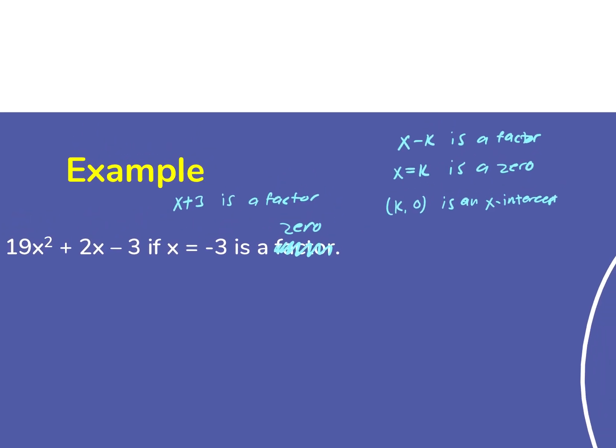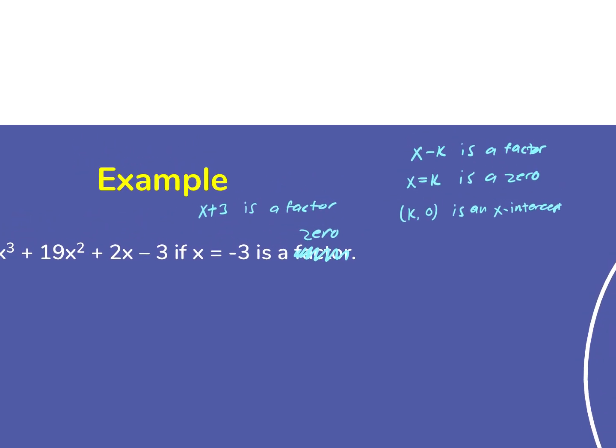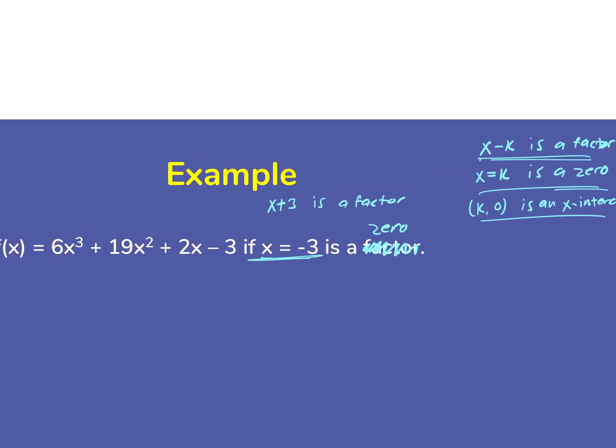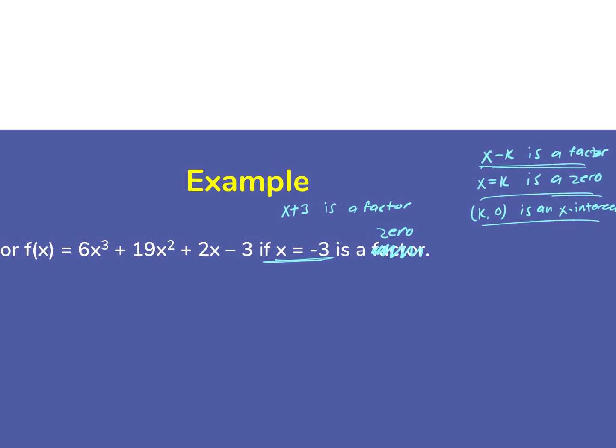There's not going to be a set way of how we're going to phrase it in a question, but you should be able to know what all of these mean. If I give you x equals a number, that means that's a 0. If it's x plus something or x minus something without an equal sign, then you're saying that it's a factor. They all mean the exact same thing. You just have to be able to conclude what the next step should be.